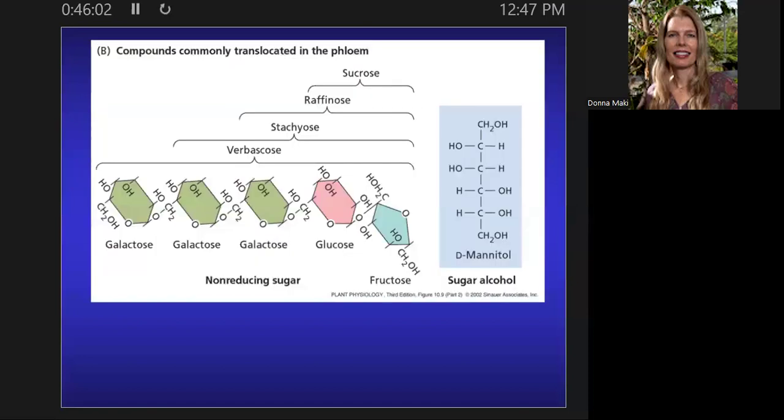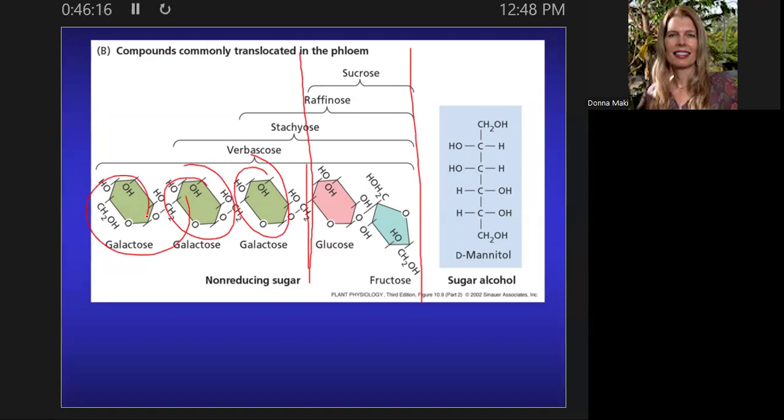So we're talking about this idea, like what we just saw earlier, where instead of just keeping it as sucrose, once it gets loaded into the sieve tube element or companion cell, they just tack on galactose and make it big.